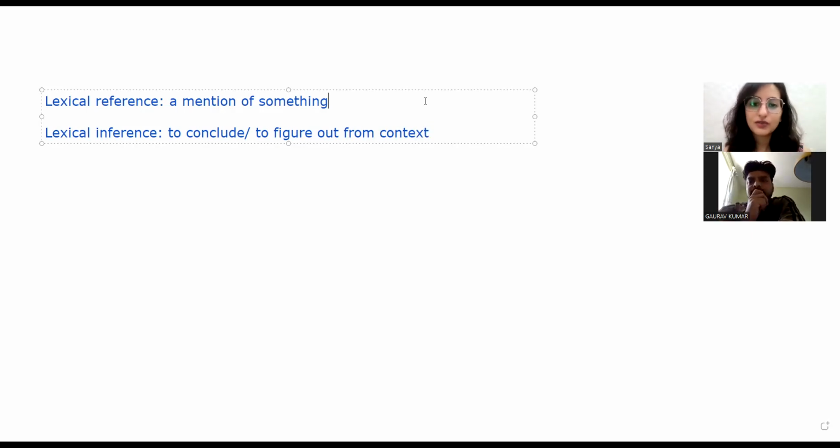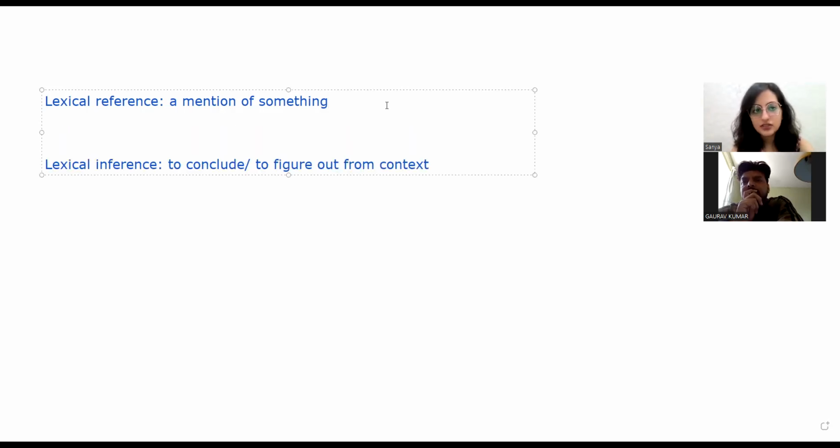OET also says that in reading part C, we have to develop a skill which is called reading for inference. It means that we have to understand the point of view from the context. So we have to see what they're trying to say, to conclude or to figure out something.